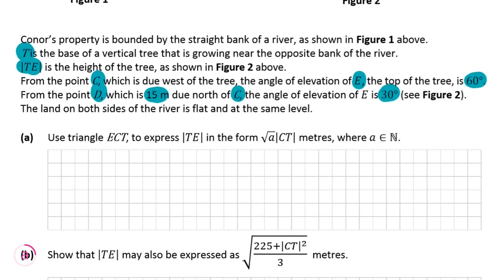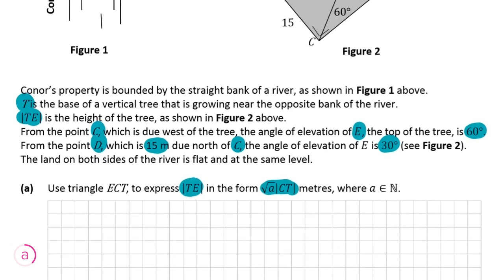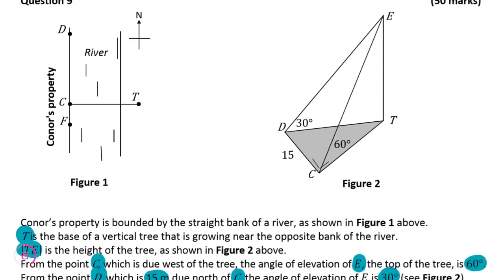Okay, so for part A, we're told to use the triangle ECT to express TE in the form root A times CT meters, where A is a natural number. So we're trying to express TE basically in the form root A CT. If we go back up to our diagram and find the triangle, we can see that it's this triangle here on the edge, created by ECT. The angle of elevation, I should say, from C to E is 60 degrees.